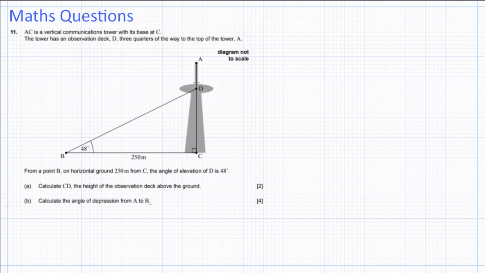Letter B, calculate the angle of depression from A to B. So, let's start. Calculate CD. We know that this is a right triangle. We know one of the sides and we know one of the angles.